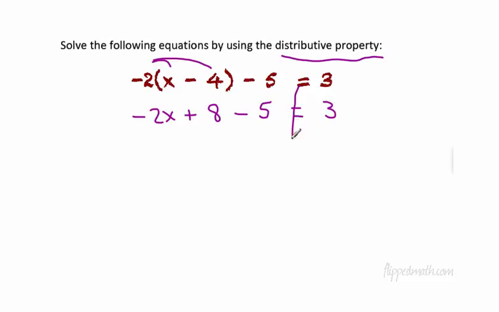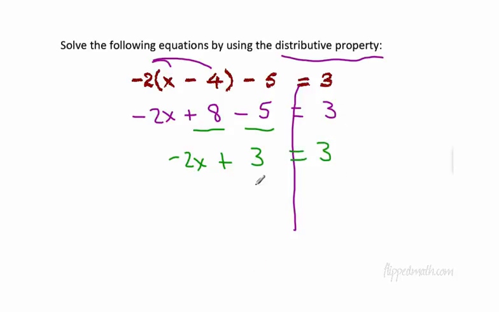Let's draw that line. Okay, now what? That was the distributive property. What can we do here? Can we combine like terms? I like combine like terms. Look at those two. We have a +8 and a -5. So we're going to get -2x, and we have +8 minus 5. That's a +3. And this is all equal to a 3 on the right.